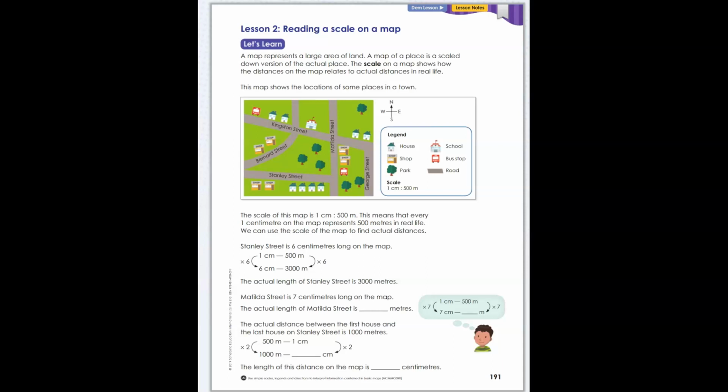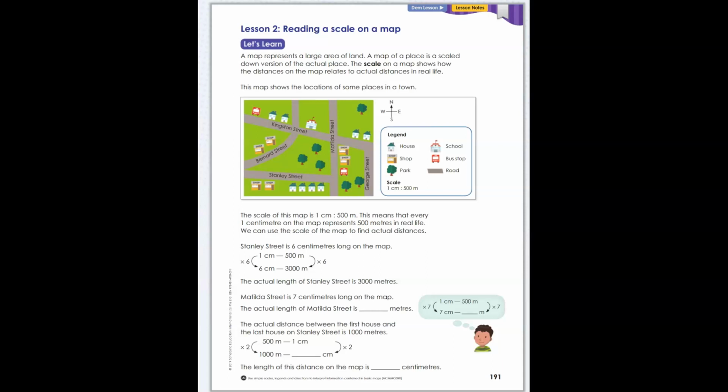Okay, so we're going to look at this map here. Hopefully you can see my pencil. So we've got Kingston Street, Matilda Street, George Street, Stanley Street, Bernard Street. I think I need glasses, kiddos. We've got our compass up here. That's the north, south, east, west. Our legend, so a house, a shop, park, a road, a bus stop, school, etc.